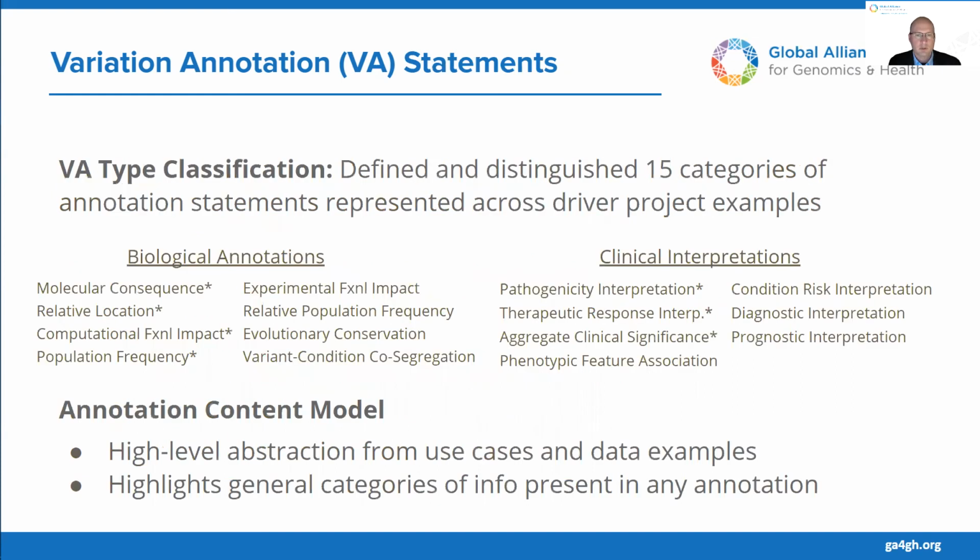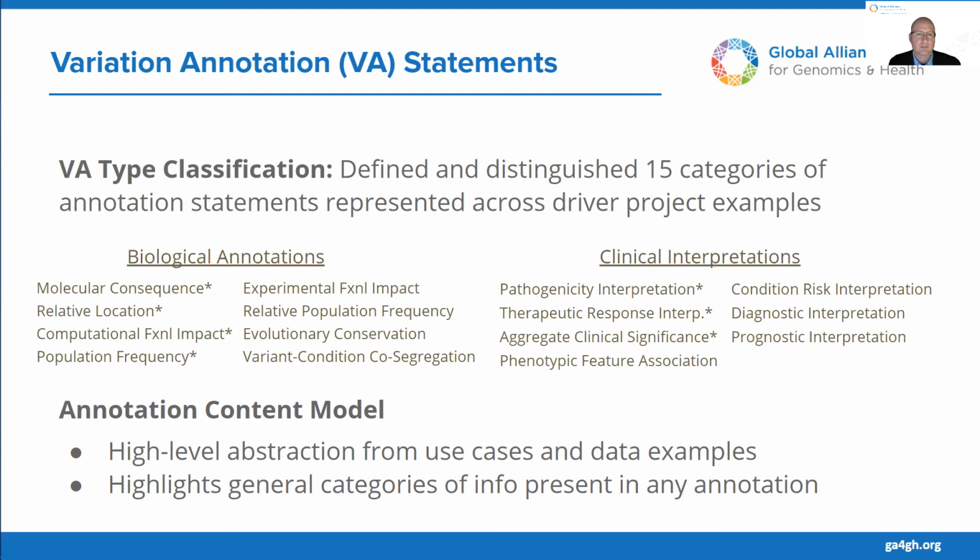The VA subgroup has identified over a dozen different types of annotation statements that will be modeled using the framework's generalized annotation content model. The ones that are starred on this slide are the farthest along in this process. If you are interested in this work or have need to model other types of statements that are important to your use case, please join this group and learn about how the framework can be extended to support new types of statements.